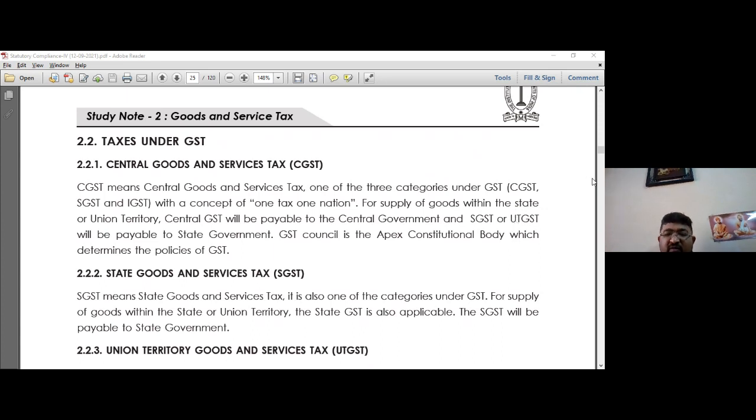One of our friends has asked, sir, what will happen to sales return? Sales return, if it is after a certain period, will be considered as my purchases. That is, my goods are going out, again it is coming back. There is a provision for sales return.